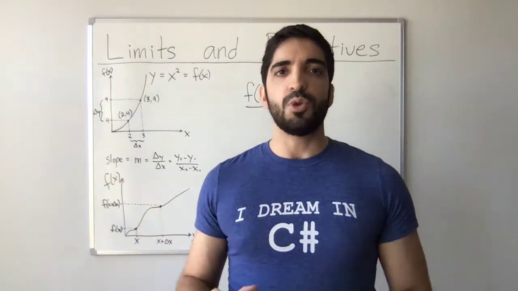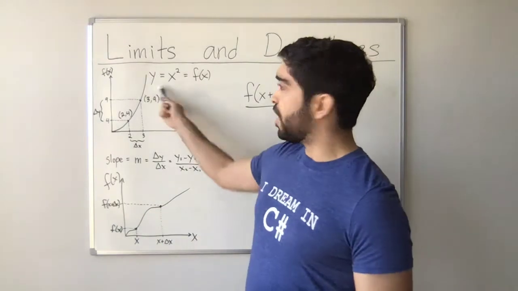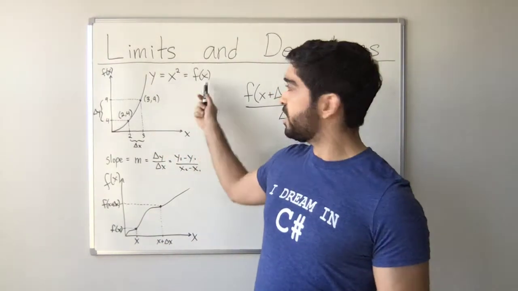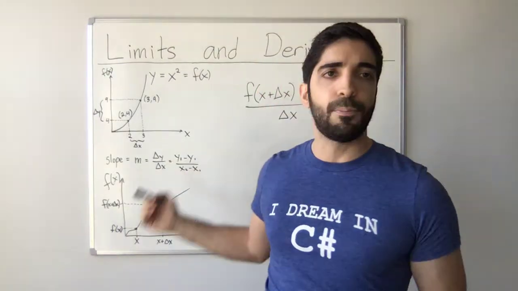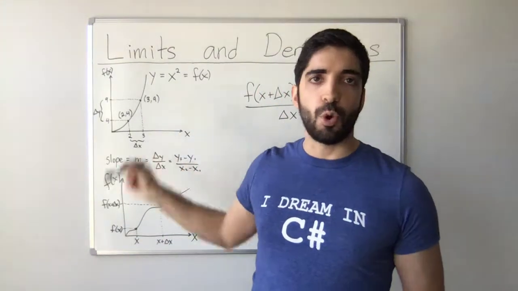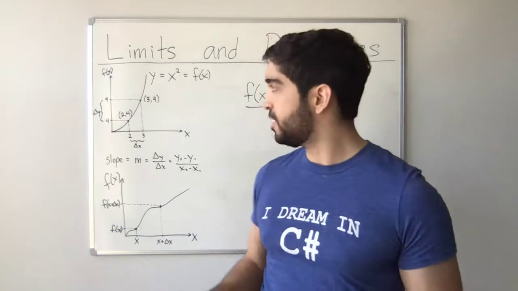So starting with a simple function here, we have y equals x squared. And y and f of x are the same thing. So we have a function of x, f of x, x squared, a parabola. And here we've only drawn one quadrant for simplicity.